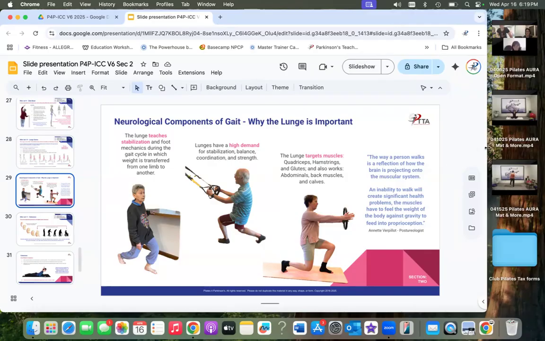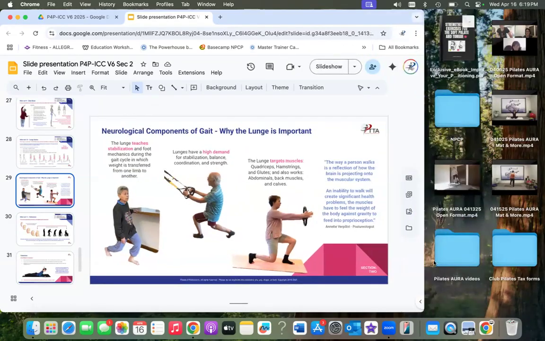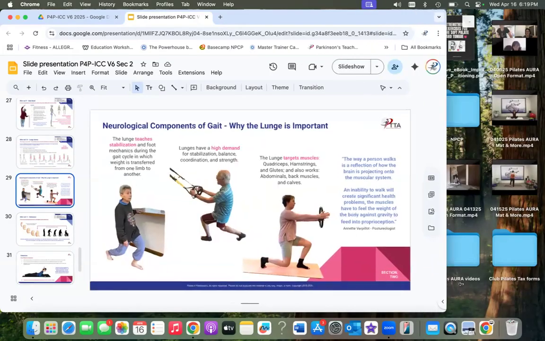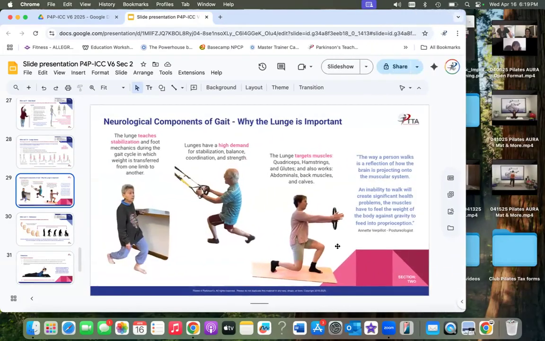By the way, this client that's holding the prop, the magic circle, she was the one who, when we very first started together, told me she had a personal trainer who does lunges with her, and she's the one who had the wonky lunge. Now look how beautiful her lunge is, and with a prop. So the lunge is so crucial because the way a person walks is a reflection of how the brain is projecting onto the muscular system. This is why we also train barefoot. If you notice, they all either have socks that have no toes or they're plain old barefoot.